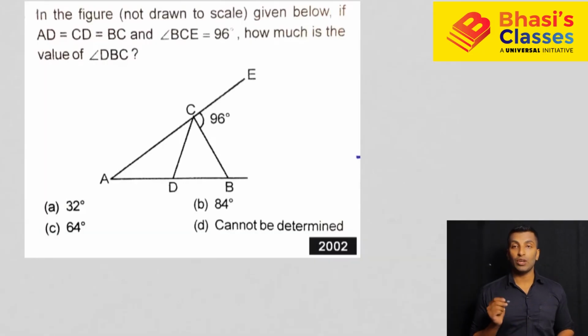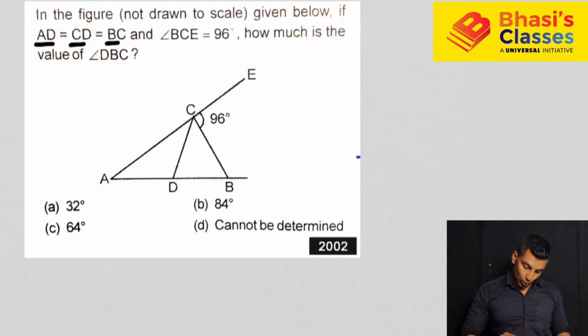Now take a minute and solve this question. See what is given: AD equal to CD equal to BC, right? So AD and CD are equal. Since AD and CD are equal, the opposite angles will be the same.